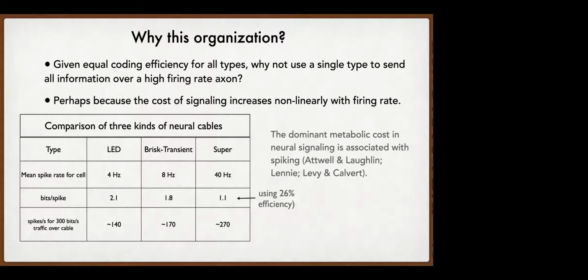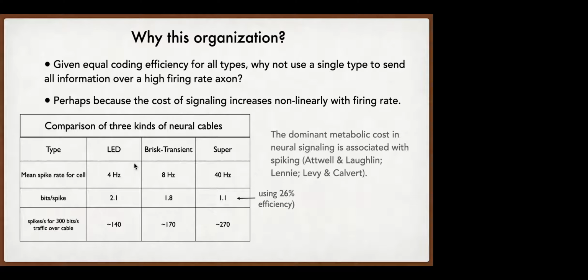Okay, so now I'm interested in asking the question, why not use a single type of neuron to send all of this information over a single high firing rate axon? Why have you broken up the information into all of these different types? Instead, you could have packed all of the information into a single kind of cell type. Going back to what I said at first, that you could do arbitrary computations using a NAND gate, you can use a single wire to encode all of this information in a more interesting way, and then allow cortex to decode it. Well, one possibility is that the cost of signaling increases non-linearly with the firing rate.